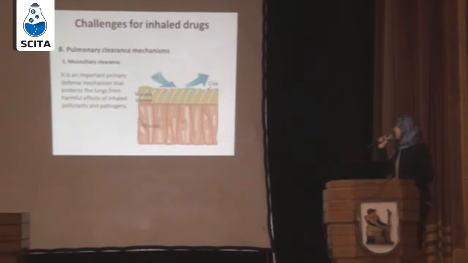The second problem is that the lung has a very powerful defense mechanism. First, once the drug enters the upper airway, it gets entrapped by something called mucociliary clearance, which is an epithelium layer lining or covering all the upper airway. This layer is composed of 2 cells.